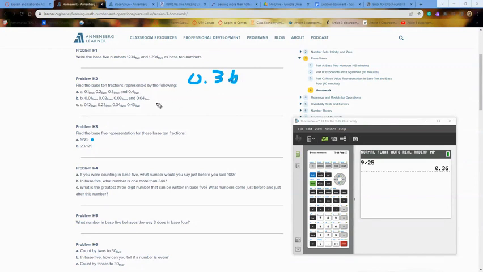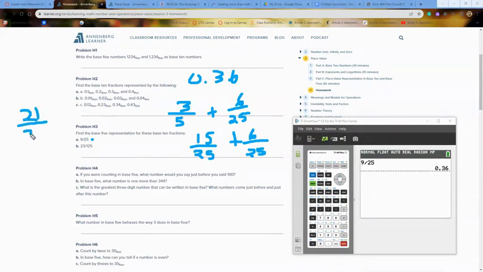And just like we did in the previous section, we're going to break it up into pieces. So I know that 0.3 here, this is going to turn to 3/5. And then I have 6 here. And I know it's going to be over 25 because I know all these were over 25. So it's going to be plus 6 over 25. Okay. Then I'm going to multiply both these by 5. So that'll be 15 over 25 plus 6 over 25. And I know that my answer for this one would be 21 over 25.